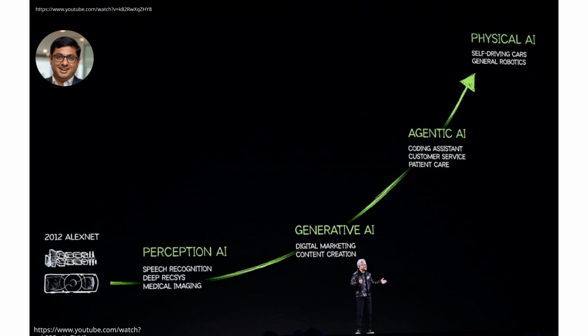Today, we're in the era of agentic AI. These systems don't just generate outputs, they can autonomously complete digital tasks, such as coding assistance and customer service. This shift moves AI from being a passive tool to an active, goal-oriented agent. Looking ahead, the next frontier is physical AI, where AI will act in the real world, powering self-driving cars and robotics.